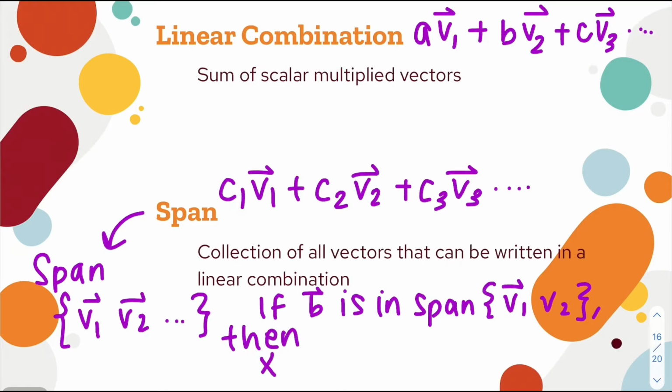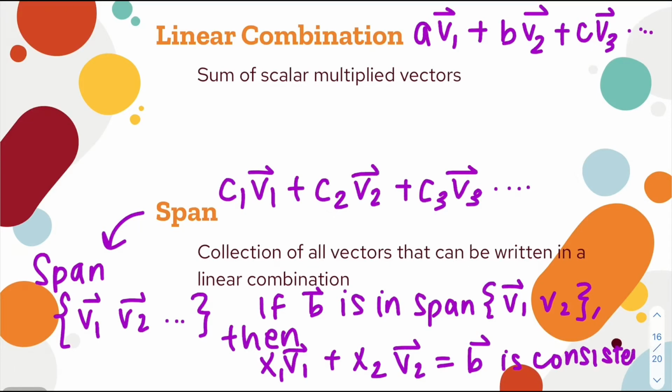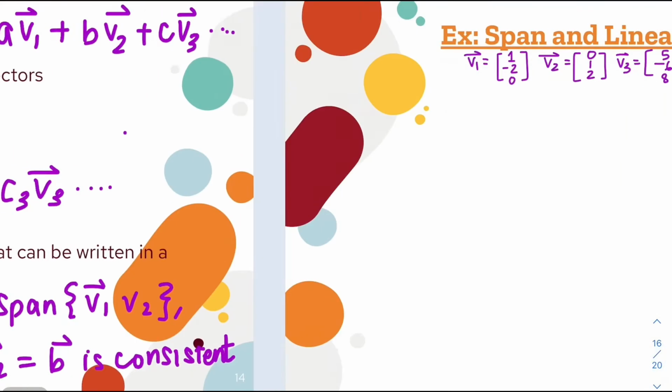So x1 times v1 plus x2 times v2 equals b is consistent. If b is in the span of v1 and v2, then x1 times v1 plus x2 times v2 equals b is consistent, which means that it contains at least one solution. Basically, if the system of linear equations augmented with b has a solution, then b is contained in the span of those vectors. Otherwise, it is not.